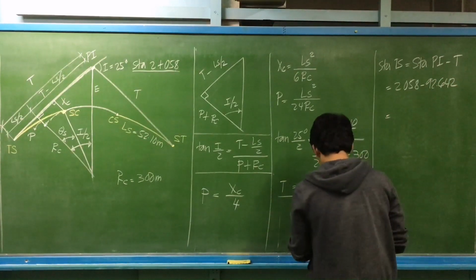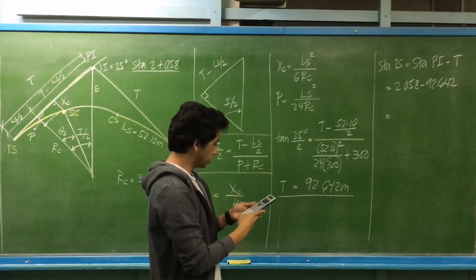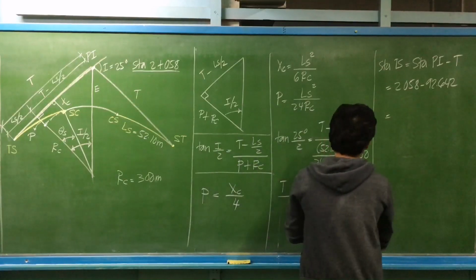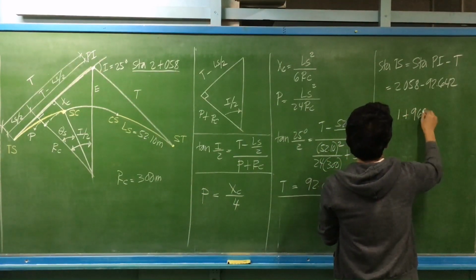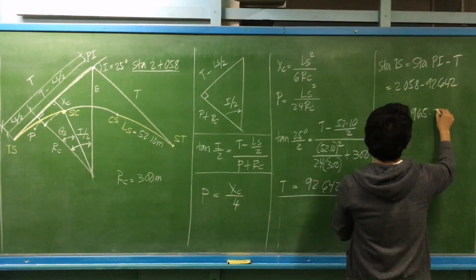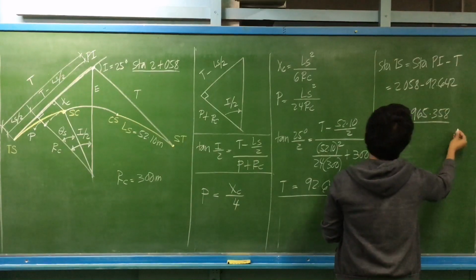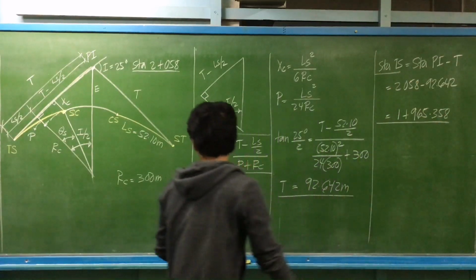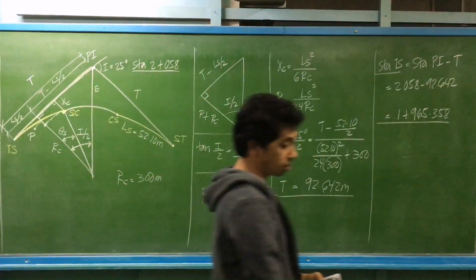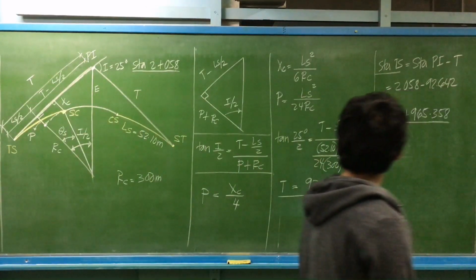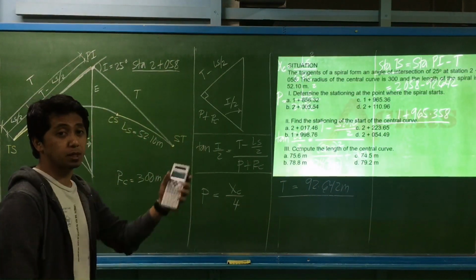So we'll be having the stationing, that is 2058 minus, that will be equal to 1 plus 965.358. So ito na yung stationing of the starting point of the spiral curve. So if you are to check sa choices, 1965.36, that will be letter C.